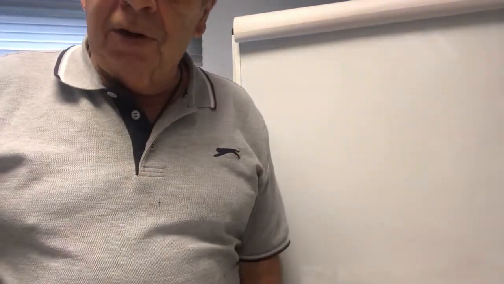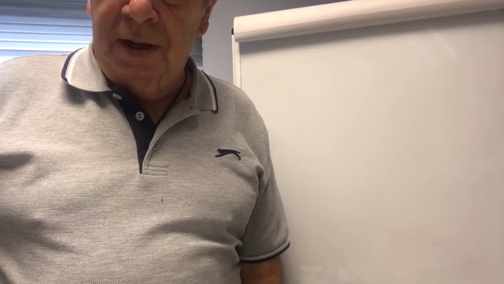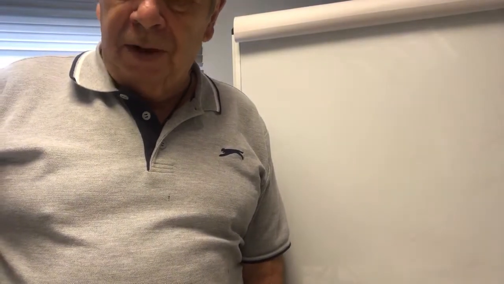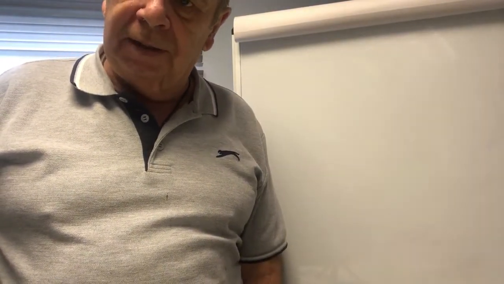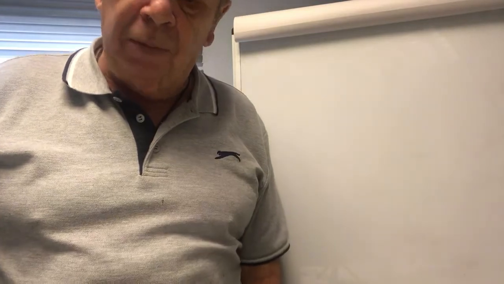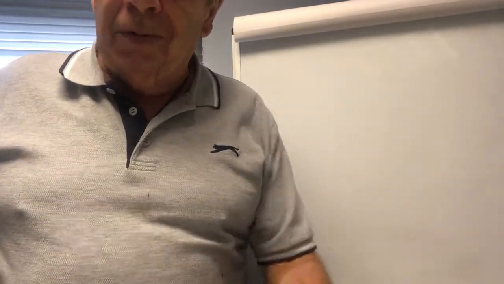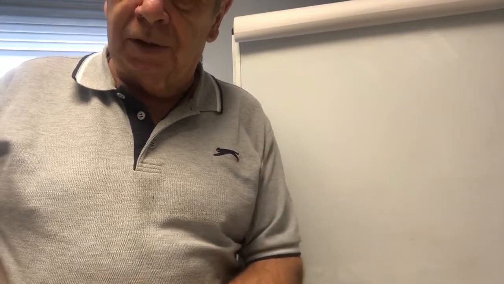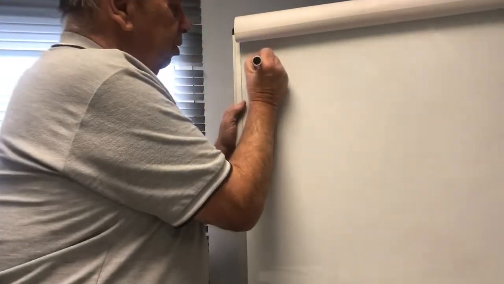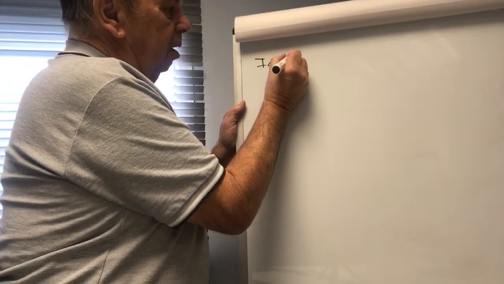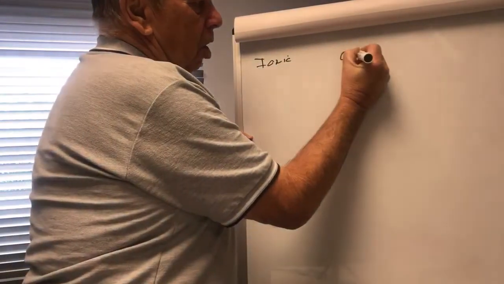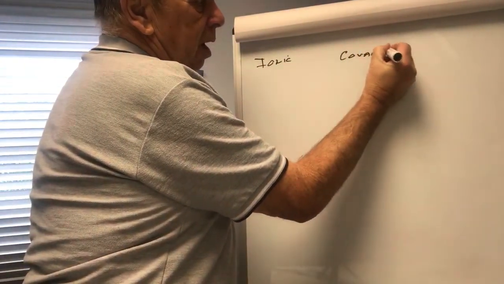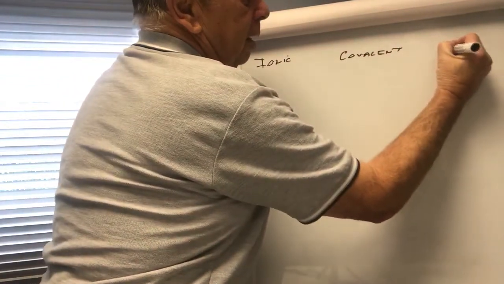Hi there, I want to talk about bonding today. Three types of bonding are ionic, covalent and metallic bonding. Bonding is simply when elements combine together to form compounds. So I've just said there's three types of bonding: ionic, covalent and metallic.